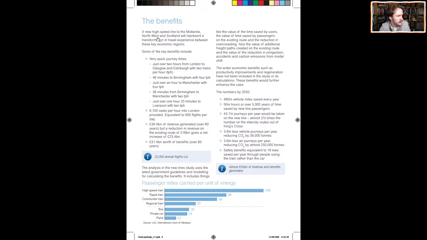Lovely. The benefits. Here we are. What are the benefits? A new high-speed line to the Midlands, Northwest and Scotland will represent a transformation in travel experience between these key economic regions. Some of the benefits include very quick journey times, lots of extra seats per hour into London, lots of revenue.